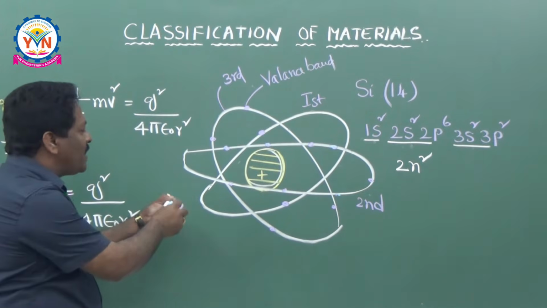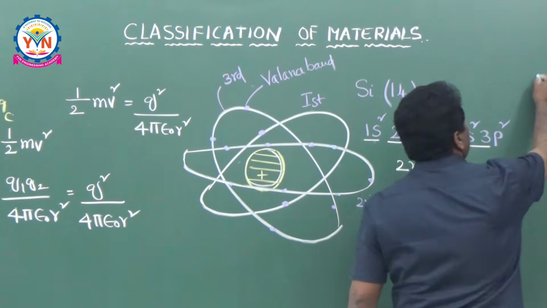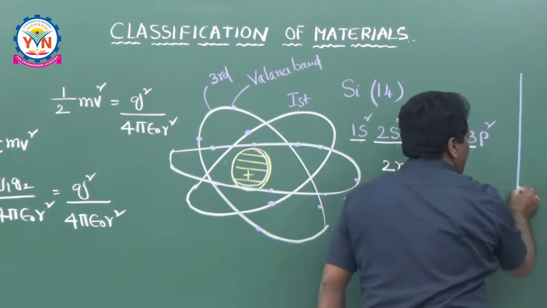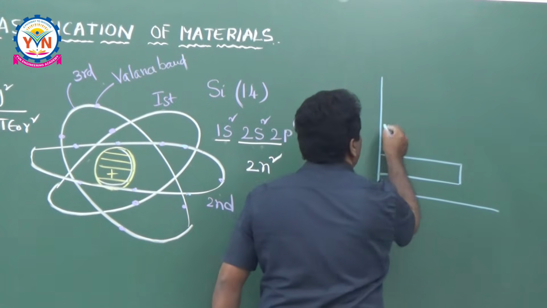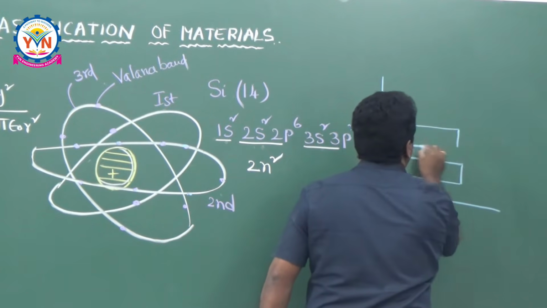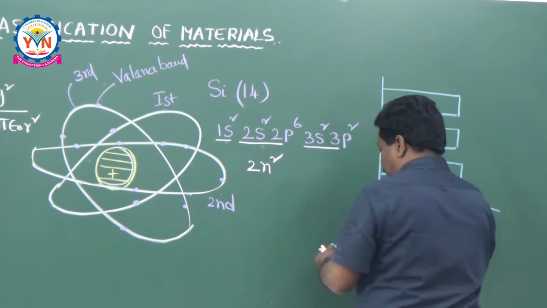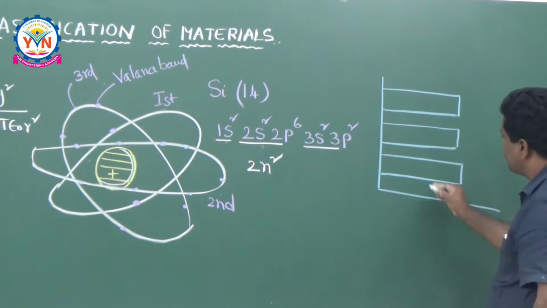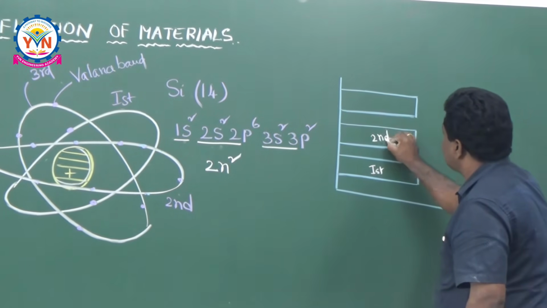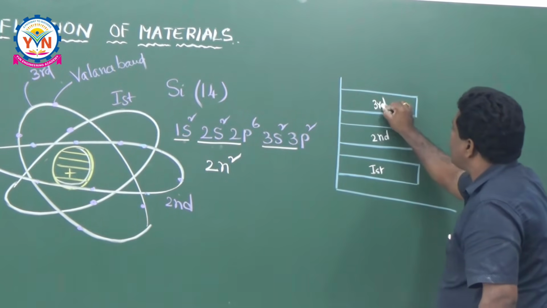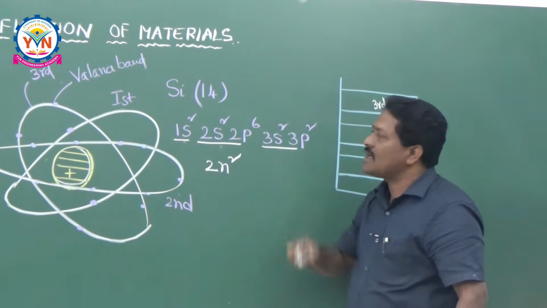So, just for clarity, I would like to give you an example. If you are taking this energy level diagram, you can say this is the first orbit, this is the second orbit, and this one is the third orbit. Listen carefully here. In my example, my dear friends, the third orbit is the last orbit.